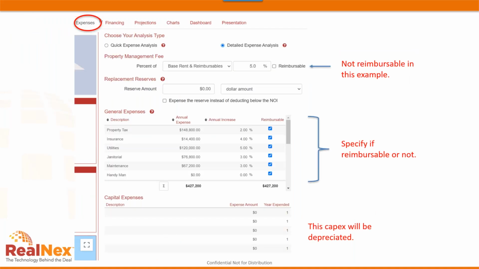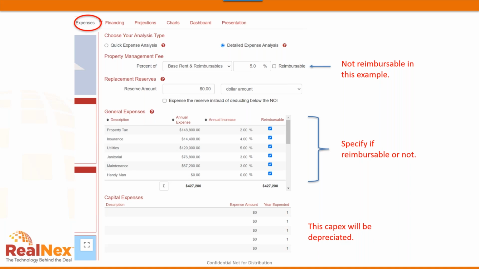All right, our expenses. We're almost to the end here, the inputs. So for the expenses, we've got property taxes, insurance, utilities, janitorial, maintenance, handyman. You can label these anything you want. There's suggested labels that pop up automatically, but you can change any of the labels and add additional ones. And notice that checkbox on the right, reimbursable or not.